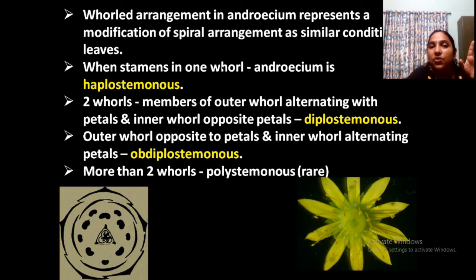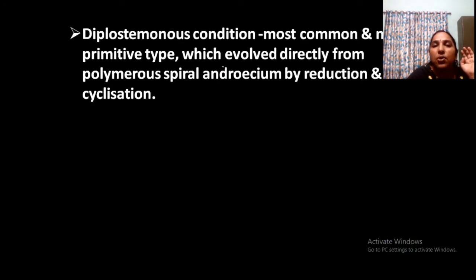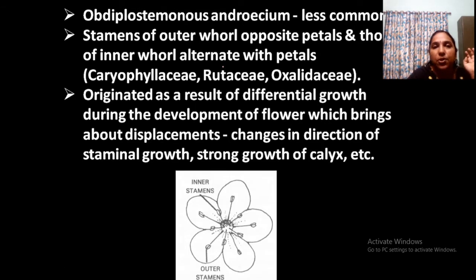Outer whorl alternating with the petal and inner opposite to petal. If it is in reverse condition, outer opposite to petal and inner alternate, that is obdiplostemony. So haplostemony, diplostemony, obdiplostemony. More than two whorls, polystemony, that is very rare. Then diplostemony is the primitive type. Others evolved from diplostemony. Obdiplostemony is very less common, occurring in Rutaceae.